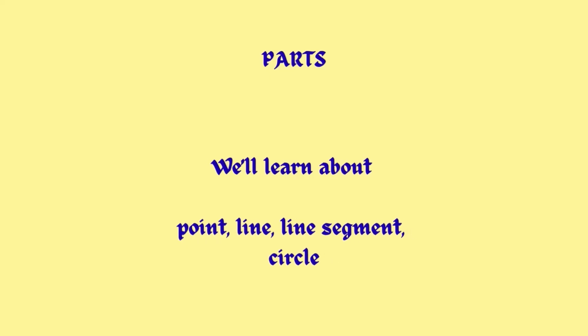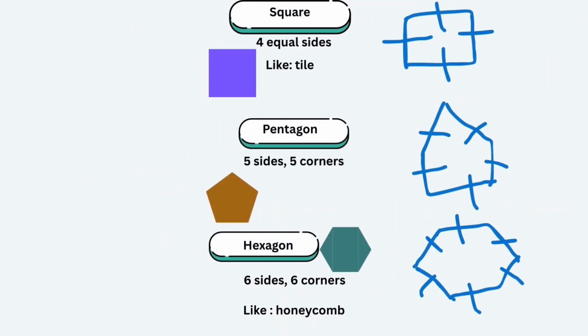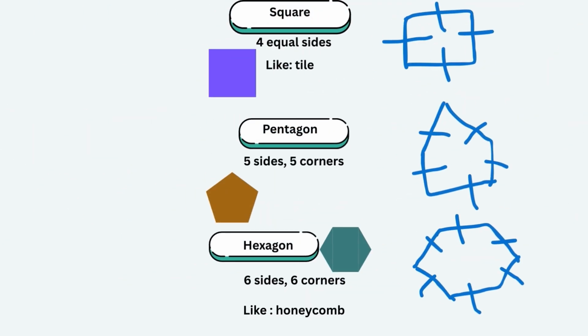A triangle always has three sides with three corners. A rectangle has four sides, but the opposite sides are always equal. And in a square we have four equal sides, like a tile. You can see all around in your house things that have four equal sides in a square. A pentagon is what? Five sides with five corners.